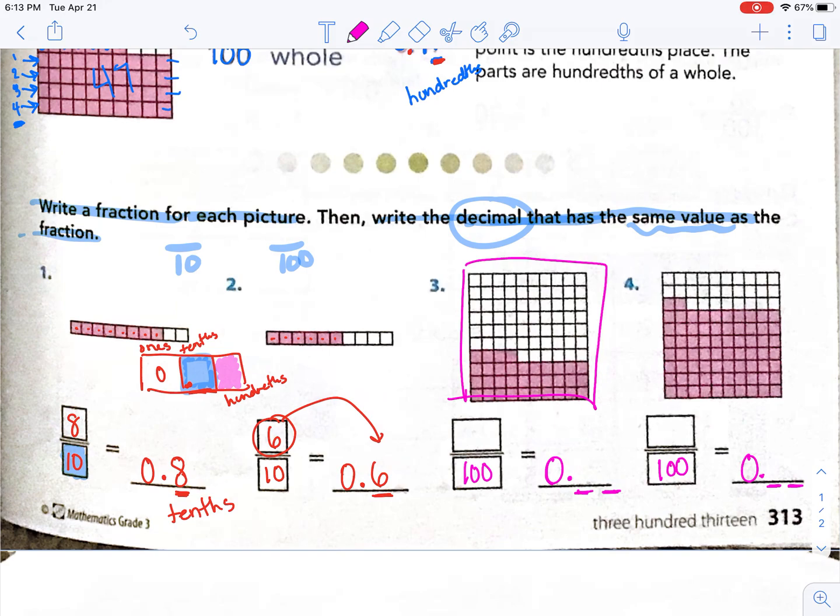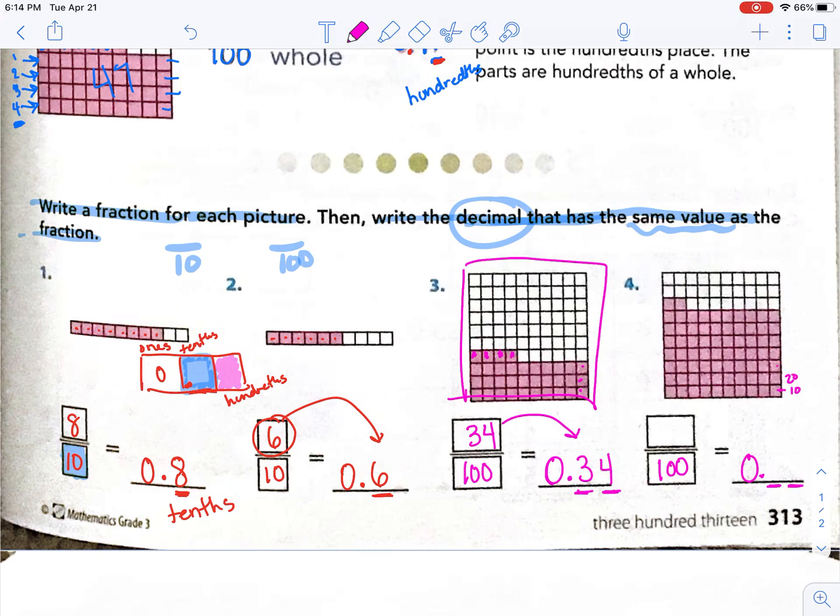So let me see how many we have here. 10, 20, 30 plus 1, 2, 3, 4. 34. 34 out of 100 is the same as 34 hundredths. 0.34. That's 34 hundredths. Awesome. Okay, I'm going to count the next one. Be careful when you count. This is where people make silly mistakes. Okay, I'm going to write it down.